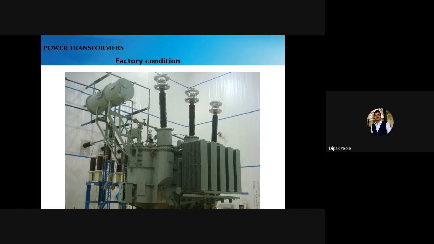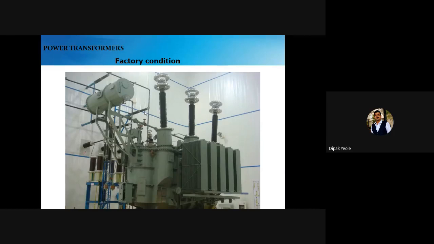Here you can see the yellow part is called the base of the power transformer. So you can imagine the height of the power transformer, how big it is. These are called the bushings. So we can say this is a three-phase power transformer. This is called a conservator, where the oil is available, and it is connected with your transformer tank.